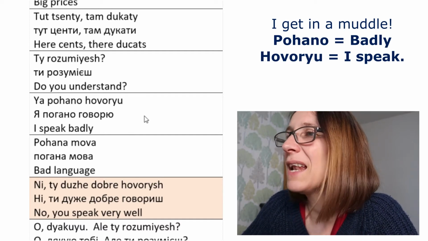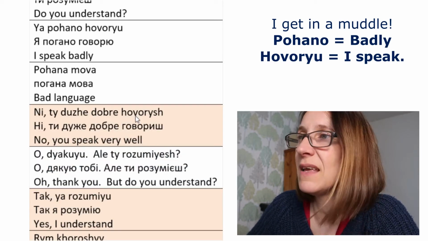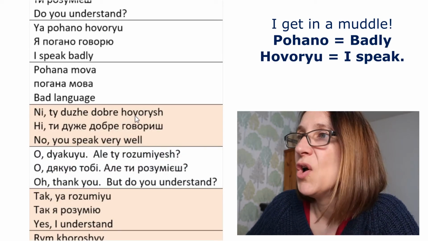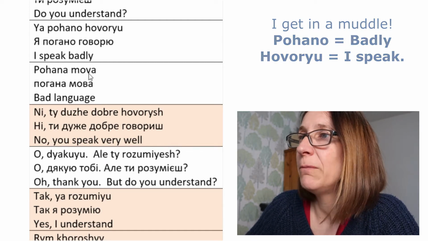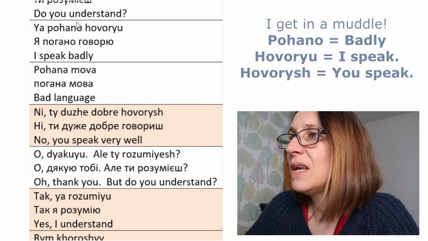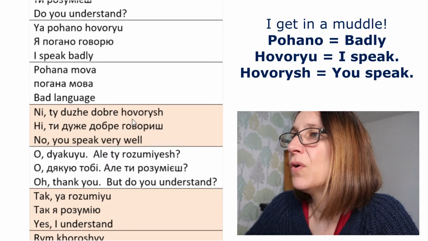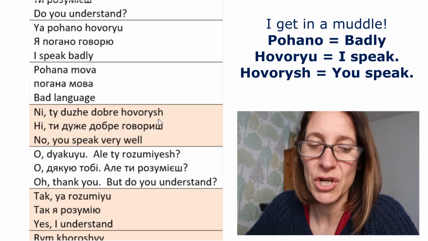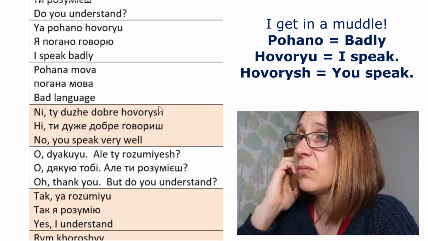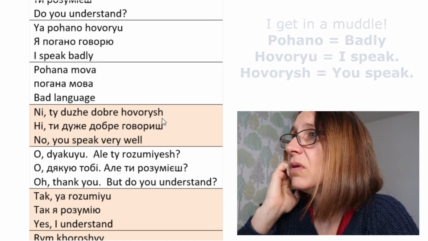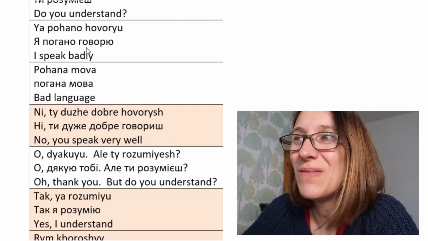Okay. Bad language. So trying to explain myself, it's great to know two ways of saying things. It's great to be creative. Pohana. Bad. Pohana mova. Nie, ty дуже dobry hovorisz. So you speak, we've got that sh on the end, like we had with... Do we have rozumiesz yet? No. Okay, it's coming later. A treat for you.